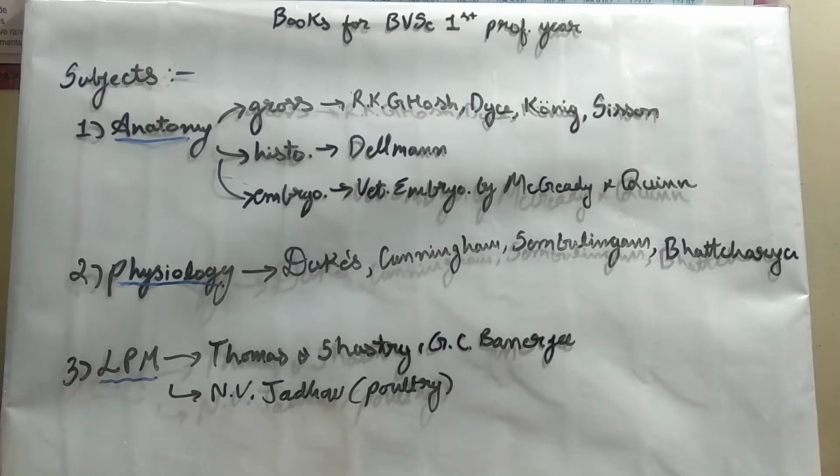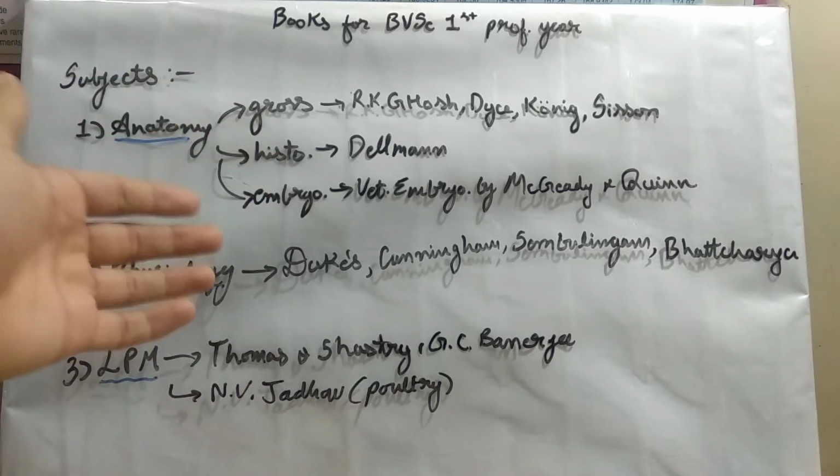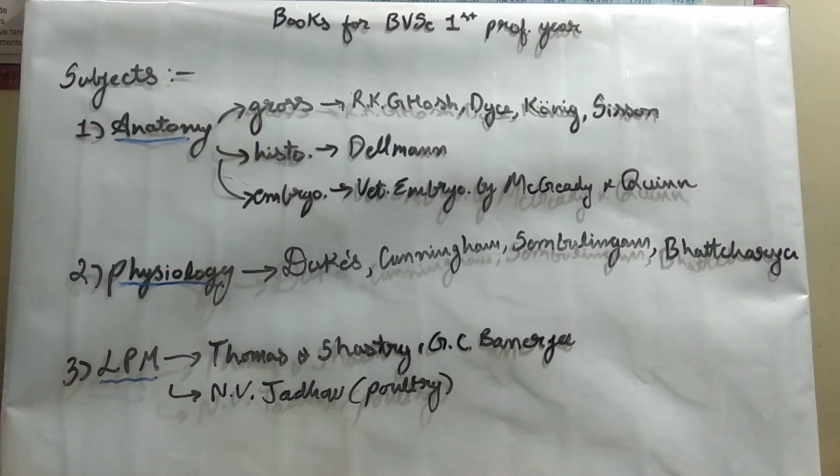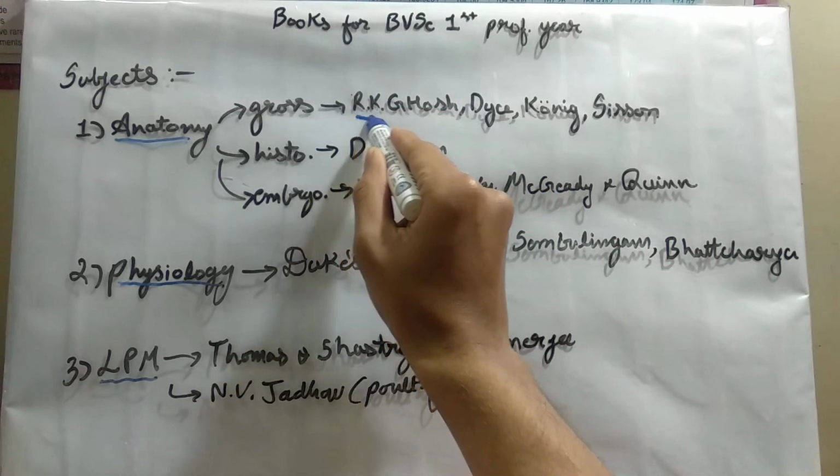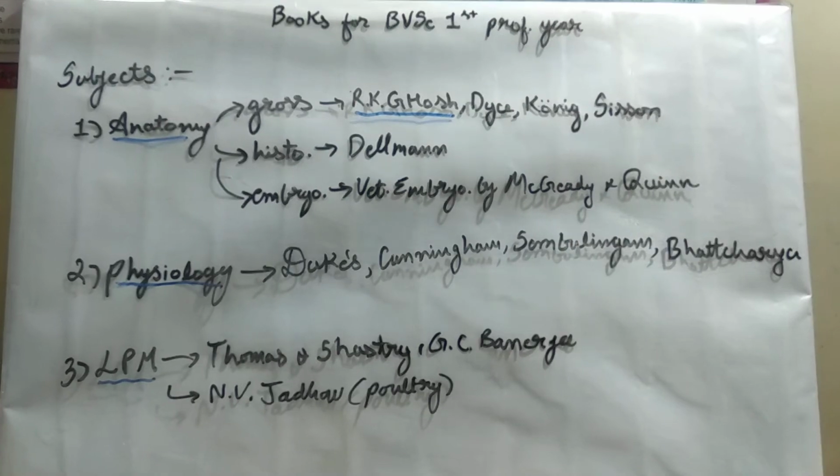Anatomy is further divided into three parts: gross anatomy, histology, and embryology. Let us take a look at the number of books that are available to us in each of these subjects. First, let us talk about gross anatomy. In gross anatomy, the book that was used in our college was R.K.